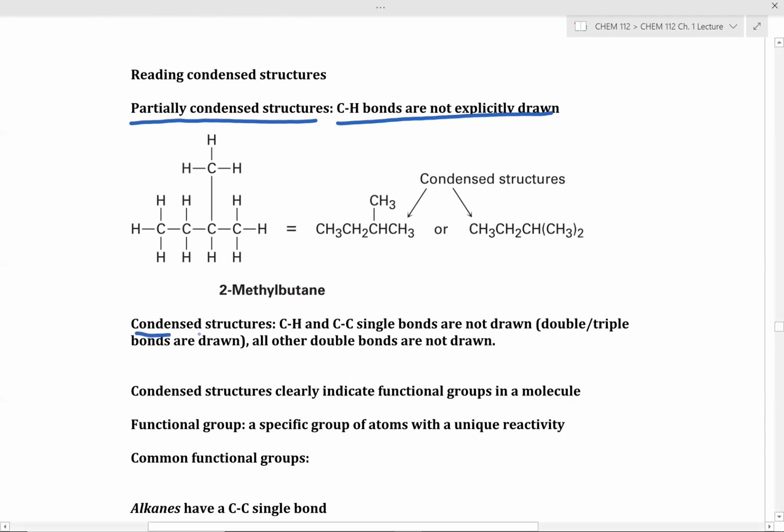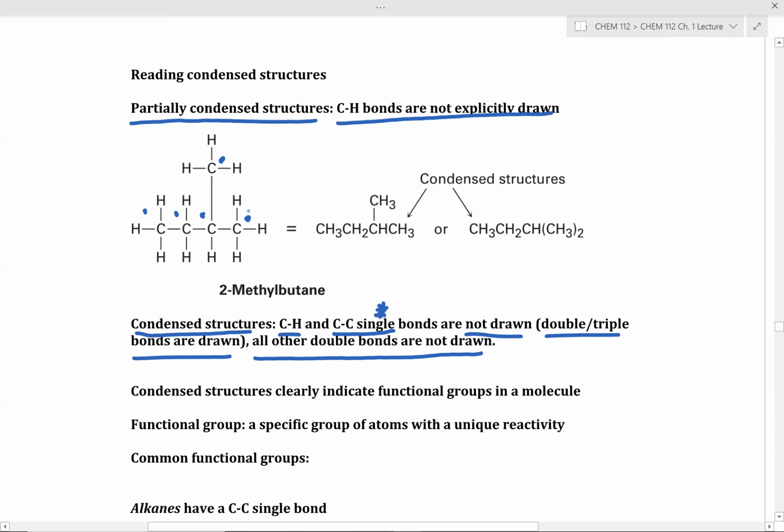In formal condensed structures, all CH and CC single bonds are not drawn. Only the single bonds. You still draw the double and triple bonds. Additionally, all other double bonds, such as carbon-oxygen double bonds, are not drawn. You only draw carbon-carbon double bonds and triple bonds. So for example, we take the following connectivity of atoms, and in each step along the chain, we write the formula for that functional motif, for that region of our molecule.